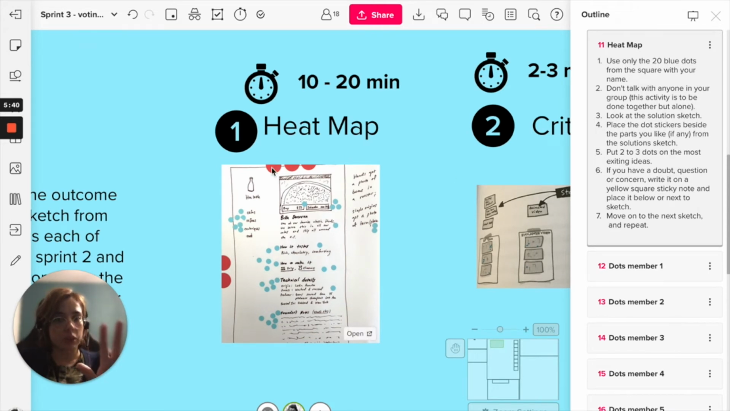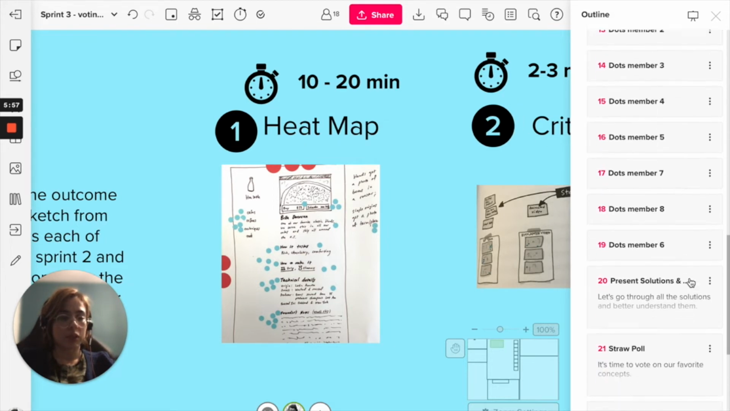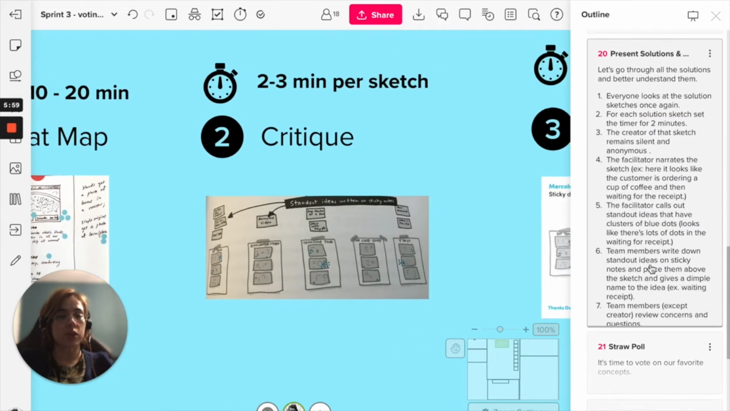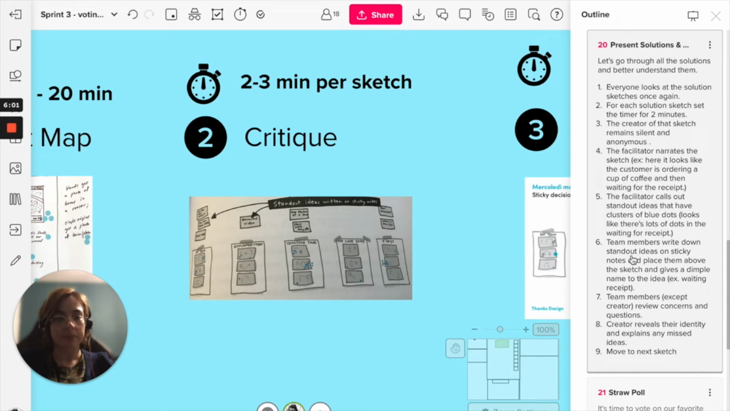Once you finish one sketch, you get to move to the other and so on. So this activity should take you between 10 and 20 minutes, depending on how many of you are. And then once you finish, you pass to the second voting activity, which is present solutions and critique. The idea here is that you get to look again at each of the solution sketches.